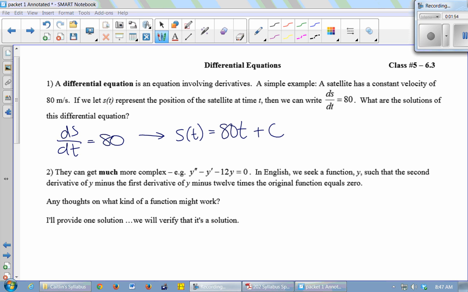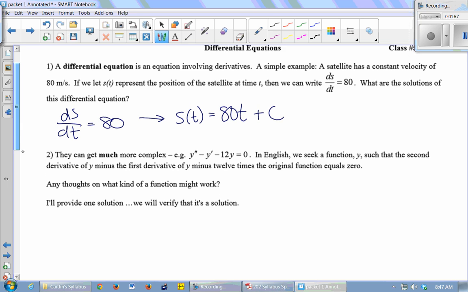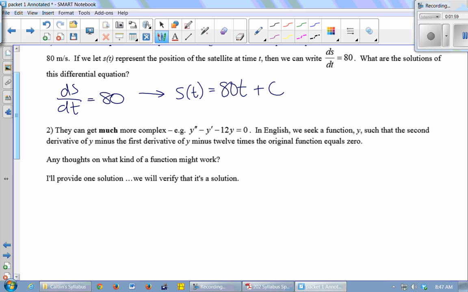Okay, so differential equations can get much more complex. For example, y double prime minus y prime minus 12y equals 0. If I'm trying to solve this equation, I'm looking for a function y, right? So my function y is the solution. I want a function y so that when I take its second derivative and subtract its first derivative and then subtract 12 times itself, I get 0. Okay. Any thoughts on what kind of function I should be, like what family of functions should I be searching in here?